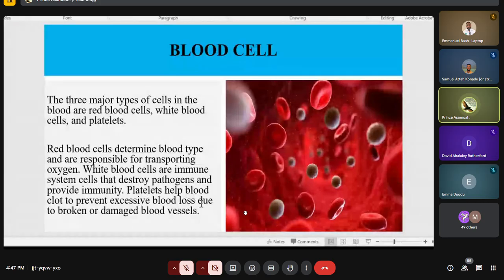Platelets help blood to clot or prevent excessive blood loss. Sometimes when you have broken vessels, blood will be oozing out. The function of the platelet is to put a lot of mechanisms together to stop the bleeding through the blood clotting mechanism. So we've done stem cell, we've done bone cell, we've done blood cell. Is there any question for me before we move on to the next?